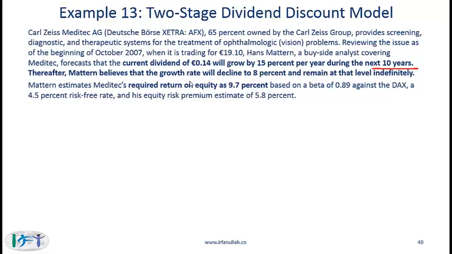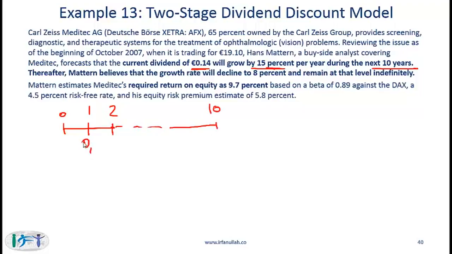So I'm going to emphasize the concept, and then if you've understood the concept, you'll be able to do practice problems. So you have a particular company, and here is what you are told. The current dividend, so at time 0, we are given a D0 of 0.14, and we are told that this will grow at 15% for 10 years. So what does that mean? You have period 1, period 2, and so on, all the way up to period 10.